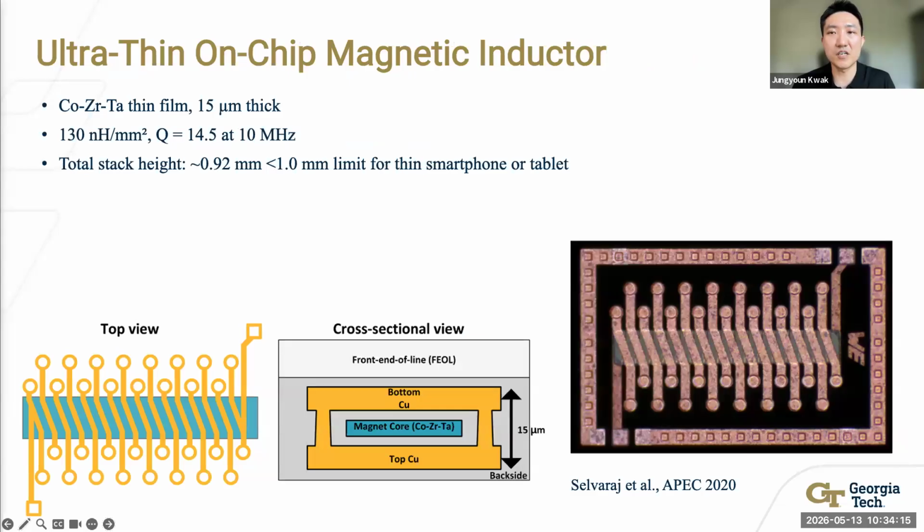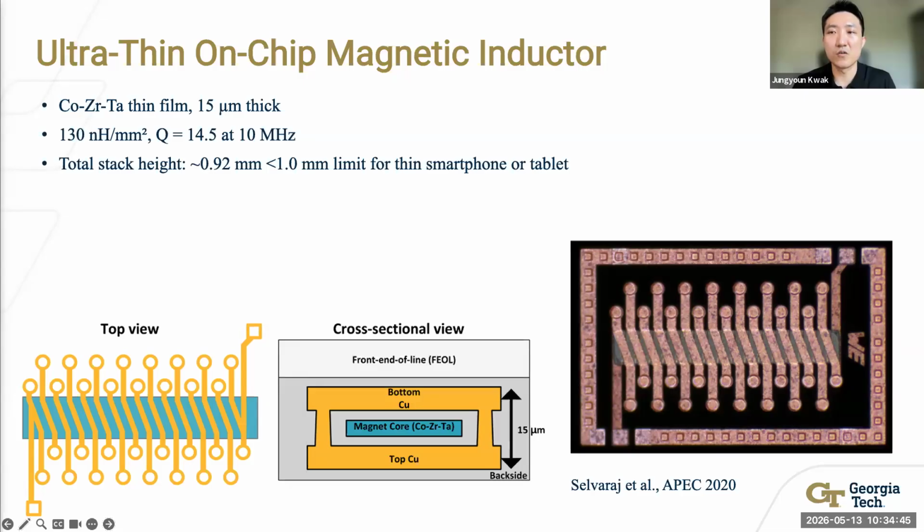For the buck stage to work, we need an inductor. The key challenge is that conventional off-chip inductors are bulky and cannot be integrated in a monolithic 3D stack. Our design uses a back-end-of-line compatible thin film magnetic inductor that is only 15 micrometers thick, making it suitable for monolithic 3D integration. The figure on the left shows the inductor structure.